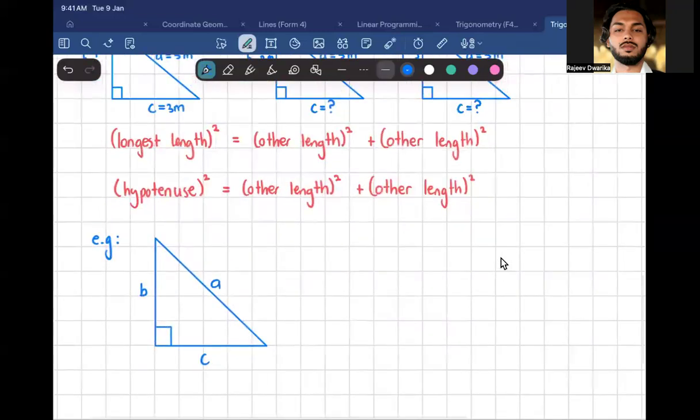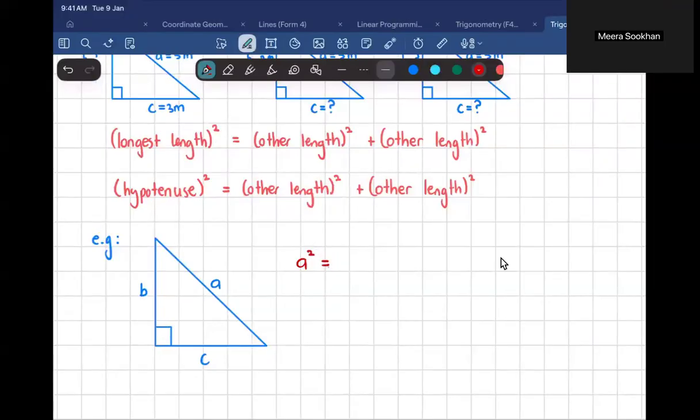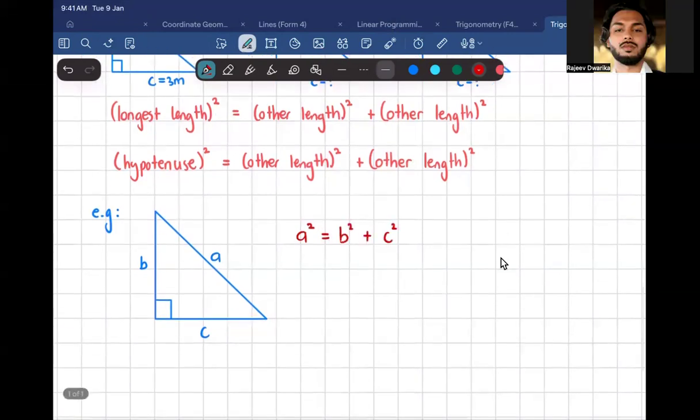What is the longest length in this example? Tell me, Amira. The longest length is A, so I'll say A squared, and that will be equal to the sum of the other lengths squared. So I'll say A squared is equal to B squared plus C squared. Great.